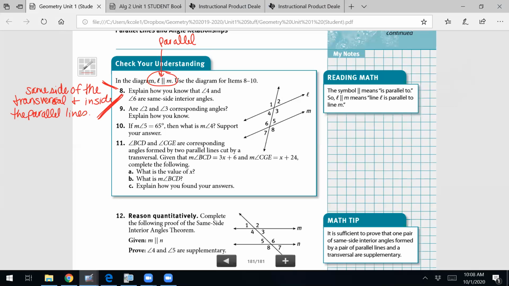Number 9. Are 2 and 3 corresponding angles? No. They're adjacent. Remember, it has to be non-adjacent. So, no, they are adjacent.